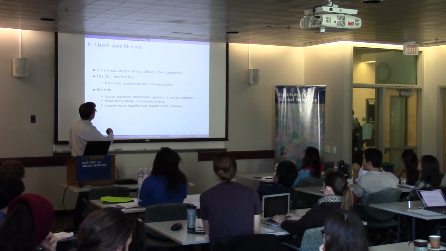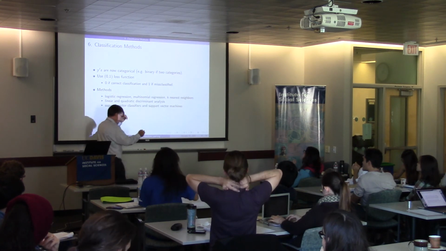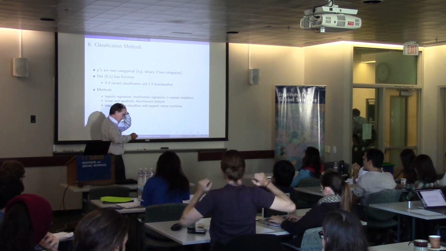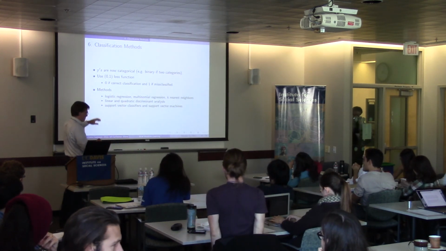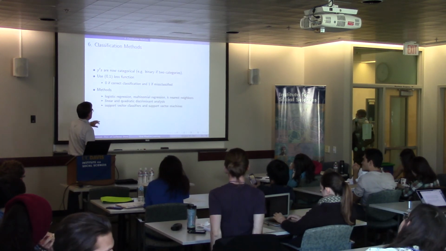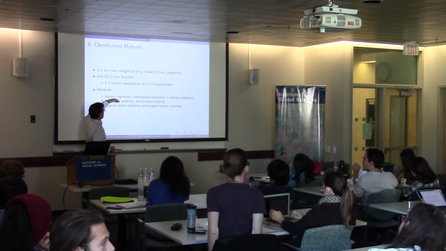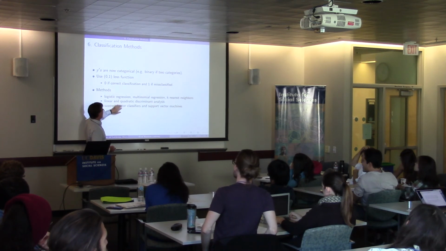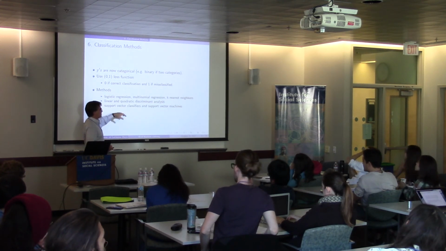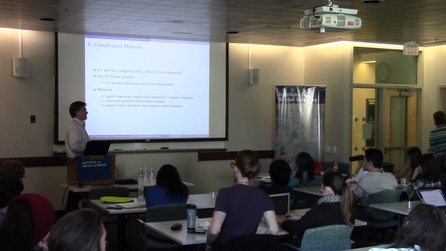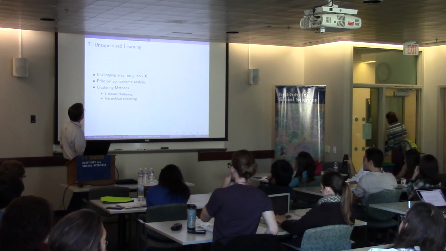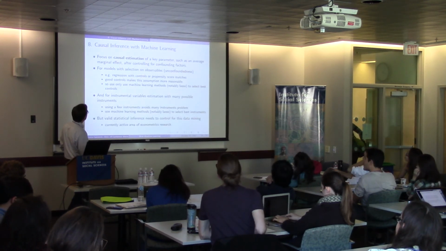Classification. So now we've got categories and there's no natural ordering. There, the simplest thing would be a logit model. A lot of people also use linear and quadratic discriminant analysis, support vector classifiers and support vector machines, which are generalizations. Oh, I'm way over. Okay, unsupervised learning, challenging.